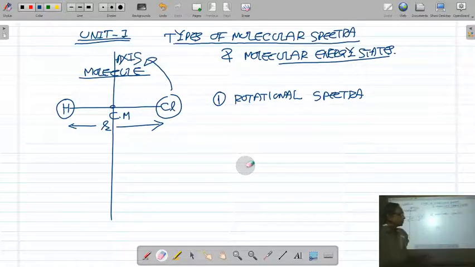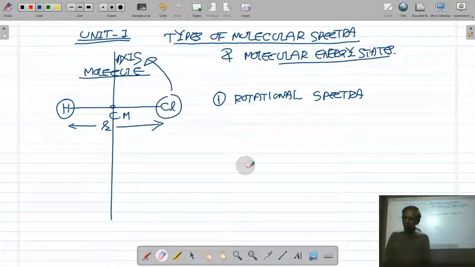So as I told you, the molecular spectra can be classified into three spectral ranges corresponding to different types of transition: rotational transitions, vibrational transitions, and so on. Okay. Rotational spectra.